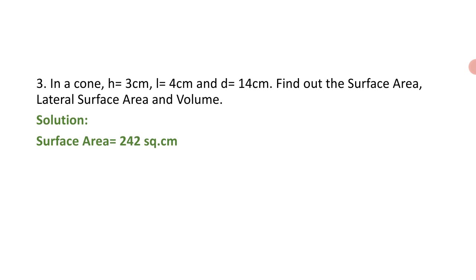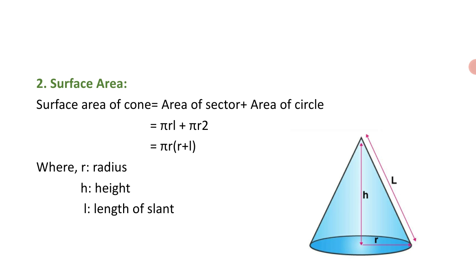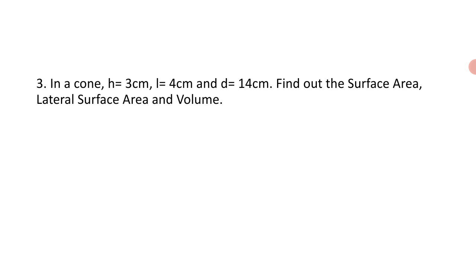surface area formula: pi r into r plus l, where r is the radius, l is the slanting height. So we can apply that in the formula pi r into r plus l square units. We can apply this and we can get pi times 24 times 7 square centimeter. For pi, we can put 22 by 7.